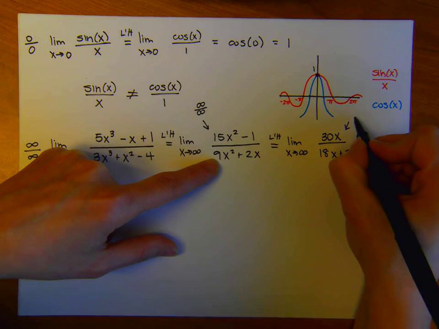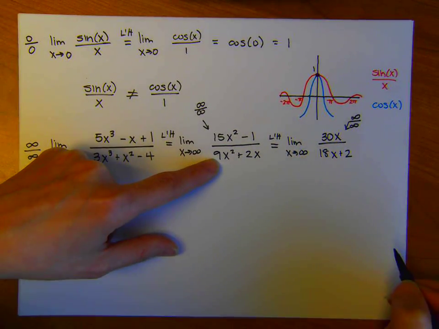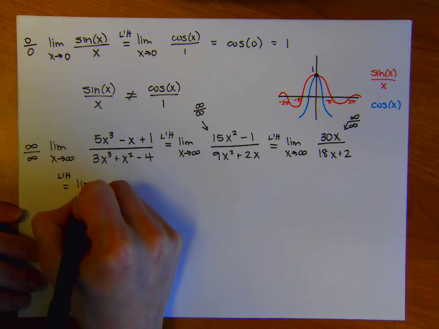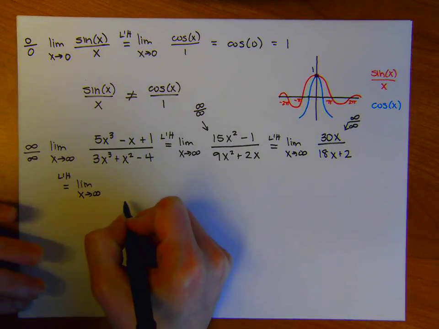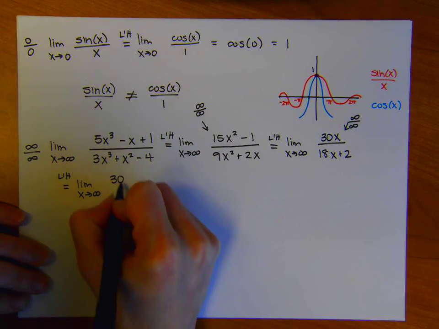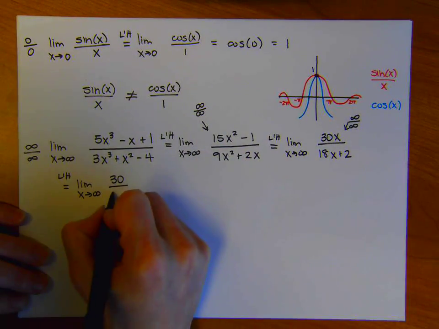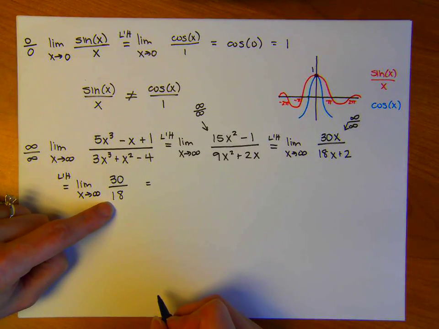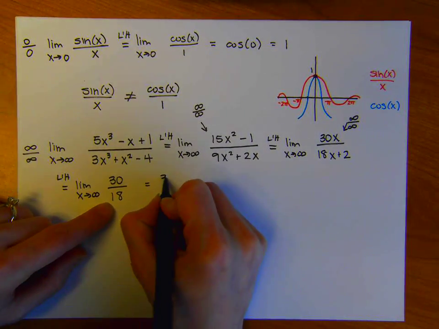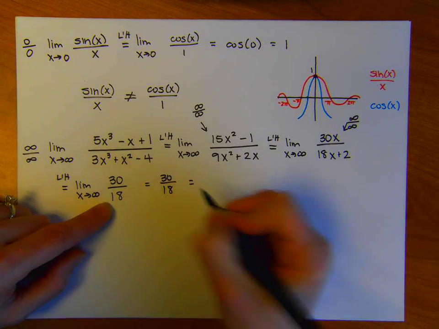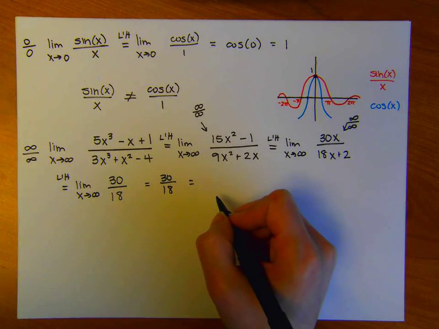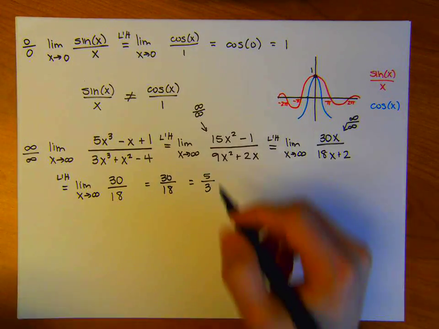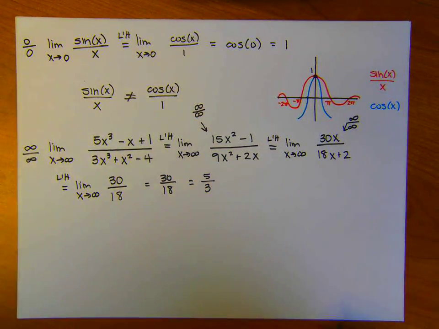Again, notice I'd still have infinity over infinity, but as you can see, if we apply it one more time, it's going to get rid of the x's. So the derivative of 30x would be 30, the derivative of this would be 18, and now I have the limit of a constant, and remember the limit of a constant is just that constant, and this simplifies to 5/3. Think about dividing everything by 6.